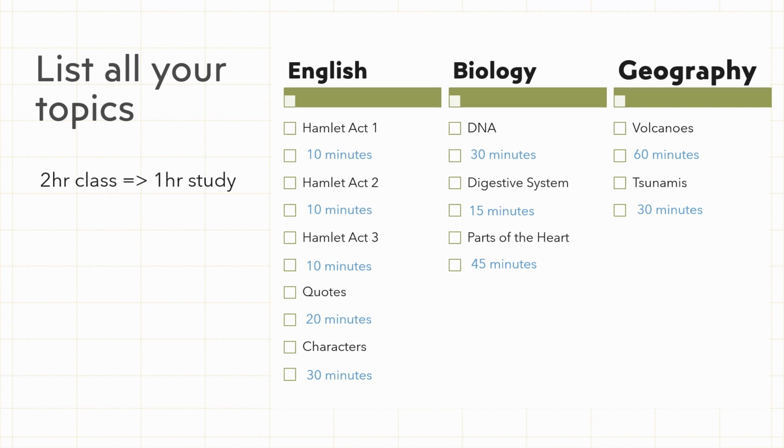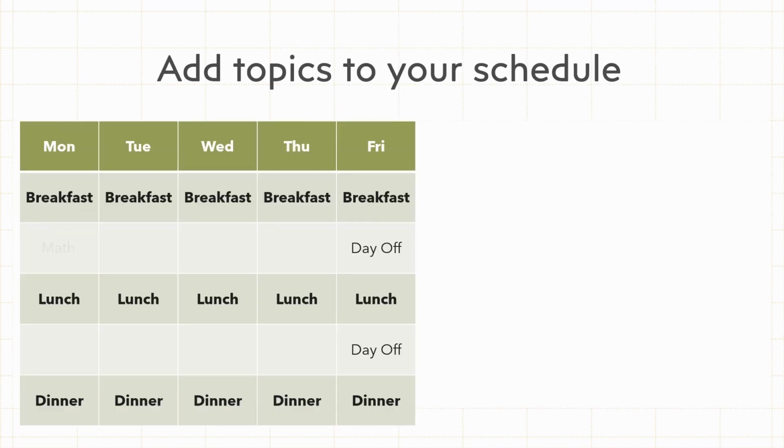So if you're taking 15 credits of classes, you should spend roughly 30 hours studying. If you're taking 60 credits of classes, then you should spend 120 hours studying. Section 4 is adding these topics to your schedule.